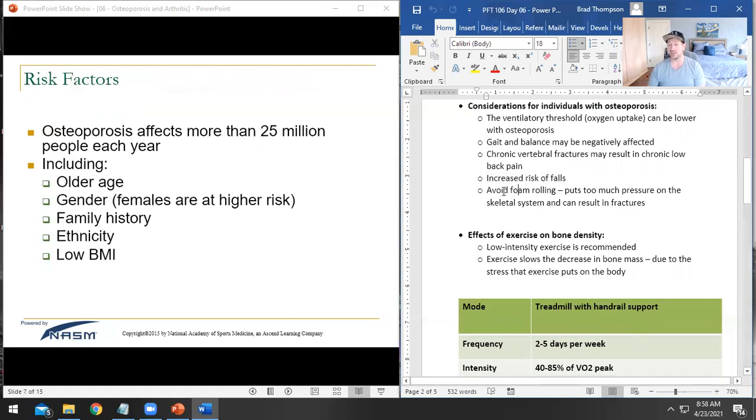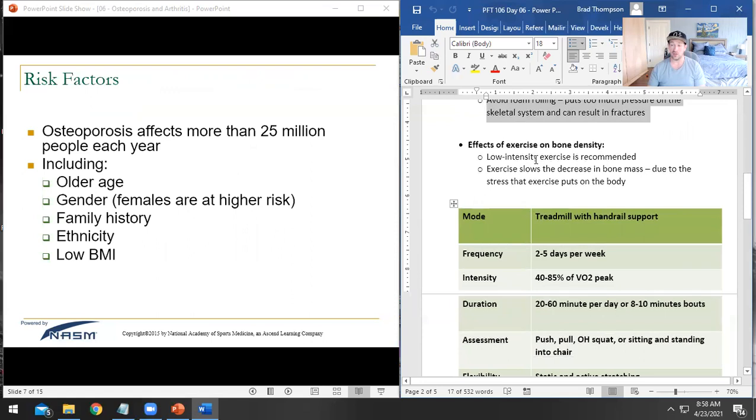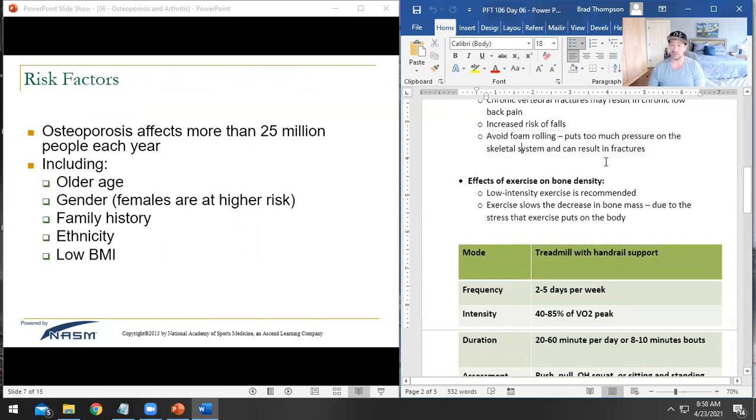And one of the things that we need to keep an eye on is we need to avoid foam rolling. Foam rolling is not really a very safe way to put pressure on the musculoskeletal system, right? Because we use foam rolling to put pressure on soft tissue like muscles and tendons and stuff. But if we are putting all that pressure, you got to remember your bones are bending and flexing beyond that. So that might actually create really bad fractures in that skeletal system. So a lot of times we are definitely going to avoid foam rolling with clients who have osteoporosis.